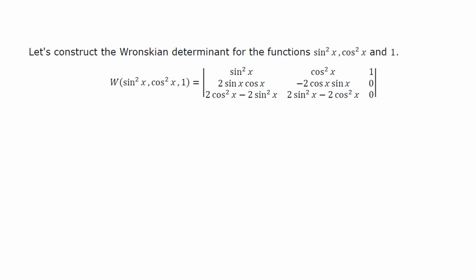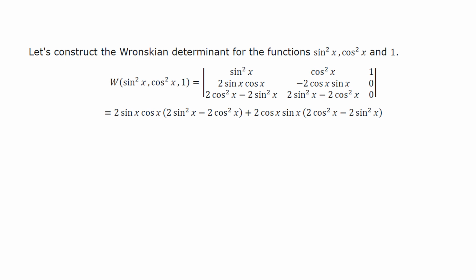Okay. Now, again, using whatever method that you would like to utilize in solving the determinant, since my third row is 1, 0, 0, I'm going to use 1 as my multiplication factor, and I'm going to use the 2 sine x cosine x, negative 2 cosine x sine x, and the 2 cosine squared x minus 2 sine squared x, and the 2 sine squared x minus 2 cosine squared x as my 2 sets of functions that I will cross multiply.